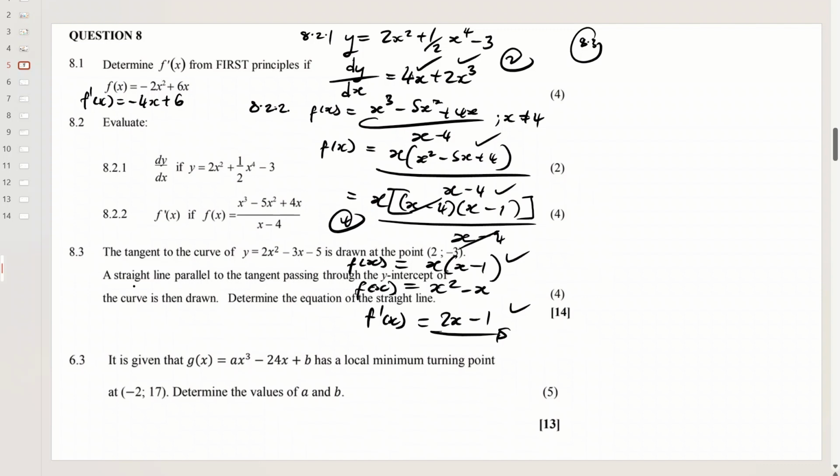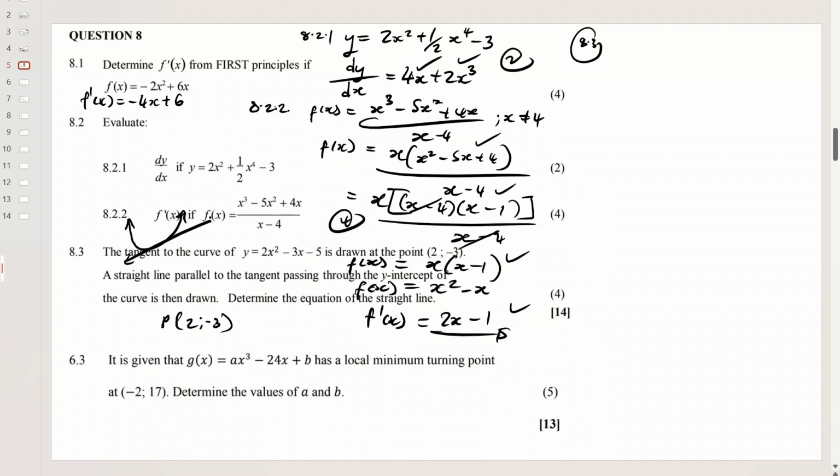So for 8.3, guys, they say that a tangent to the curve, you see, this is a curve. The degree is 2. So they say it is drawn at the point 2 and negative 3. They say that a straight line is parallel to this tangent. They say a tangent is drawn to the curve. So let's say since the value of a is positive there, you have something like this.